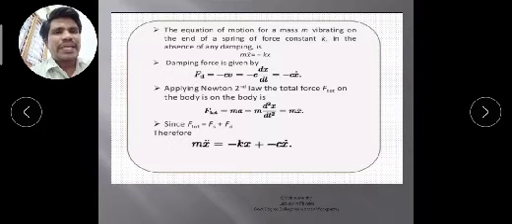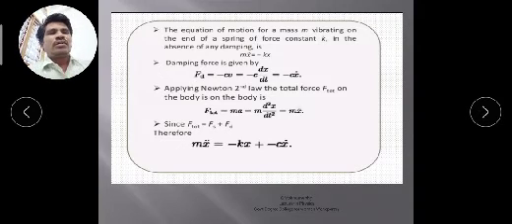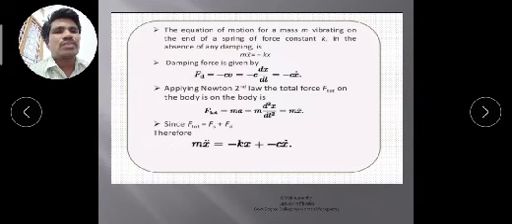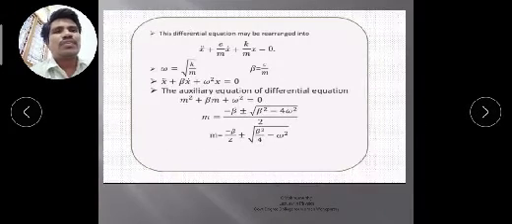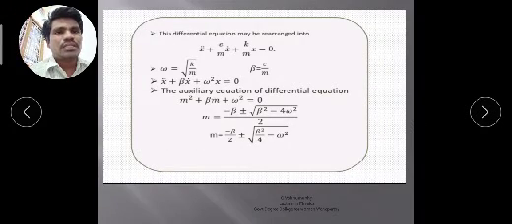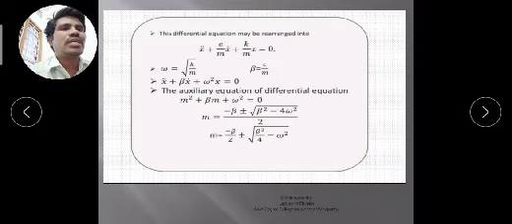Applying Newton's second law, the total force F total on the body is F total is equal to ma is equal to m into d square x by dt square is equal to m x double dot. So therefore F total is equal to the restoring force plus the damping force. Therefore m x double dot is equal to minus kx plus minus c x dot. So from that we get x double dot plus c by m into x dot plus k by m into x is equal to 0.